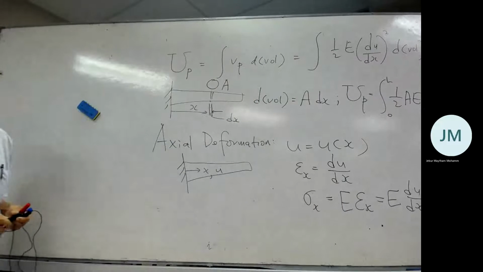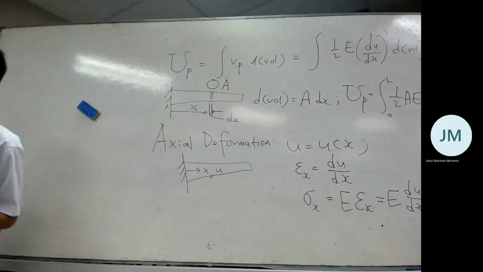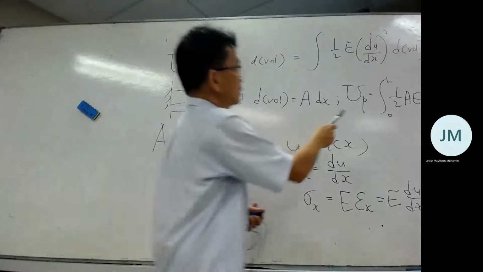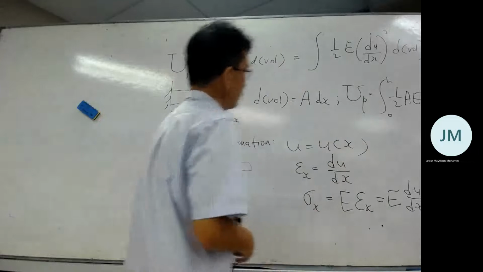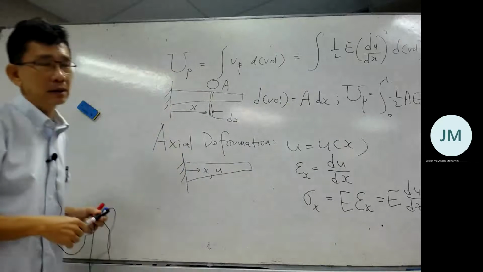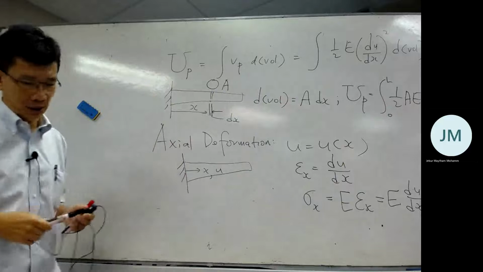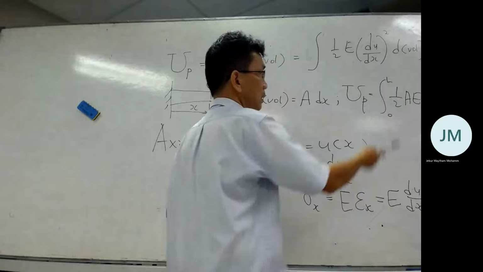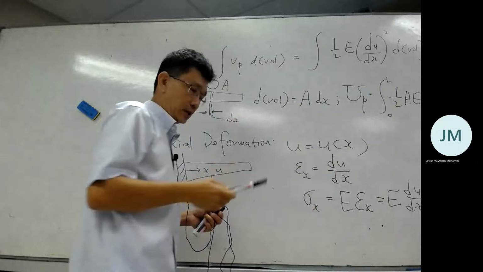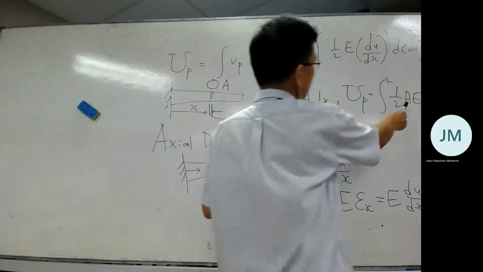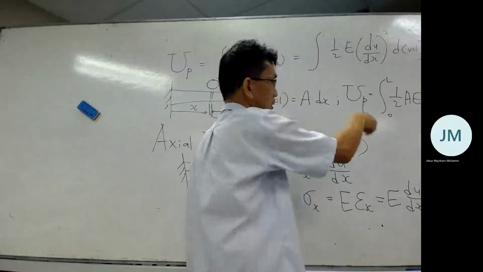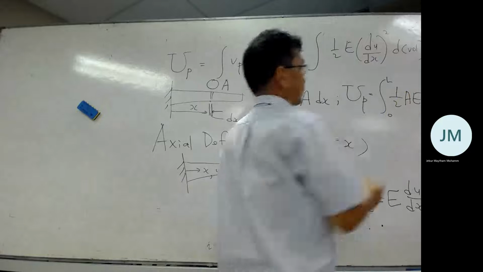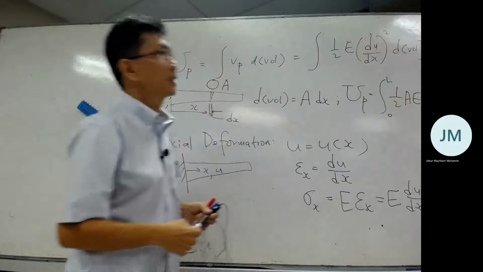So in this way, we get the strain energy equations, these integrations, for the case of a bar with a changing cross-sectional area. So A can be constant, A can be changing, E can be constant, E also can change. If A is constant, you can take out the A when doing the integration. If A is not constant, then you have to know what the function of A is.